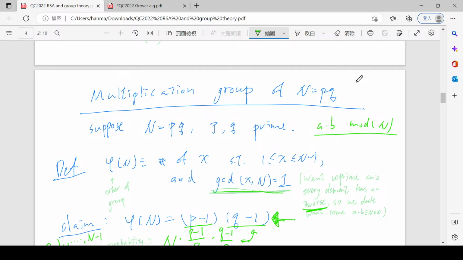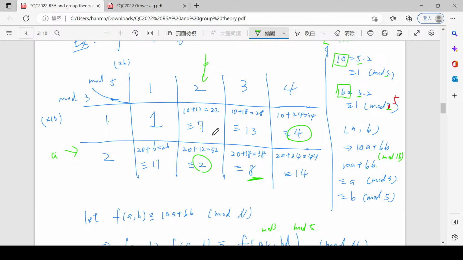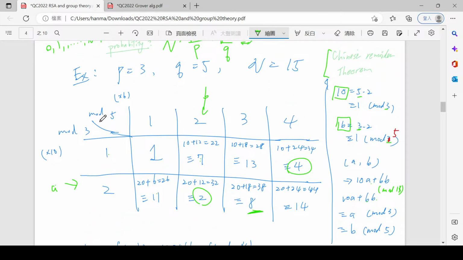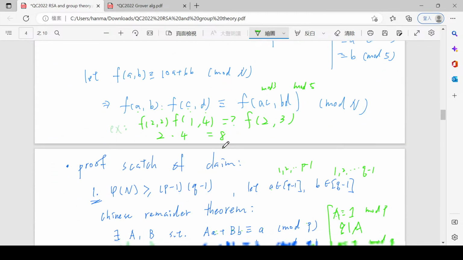If we call this multiplication group mod n equal to PQ, G or G sub n, then we proved that psi of n, which is the number of things in G sub n, is P minus 1 times Q minus 1, because all the elements can be put in this table one to one. This is the table of what happens mod P and what happens mod Q, and it is one to one with all the elements in G sub n.